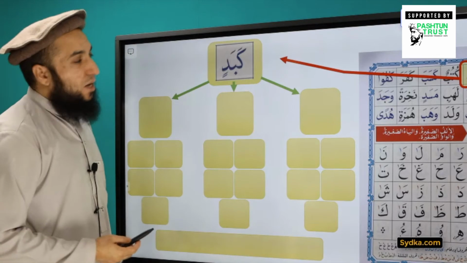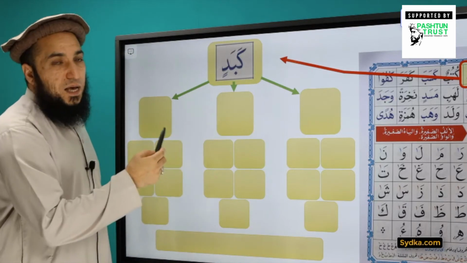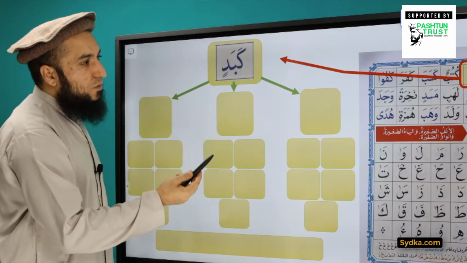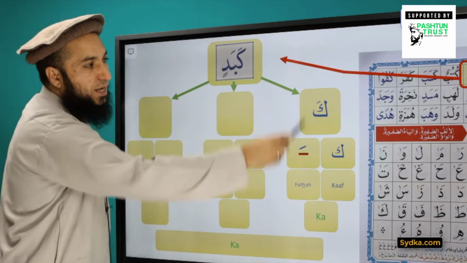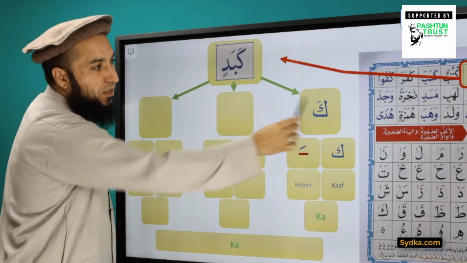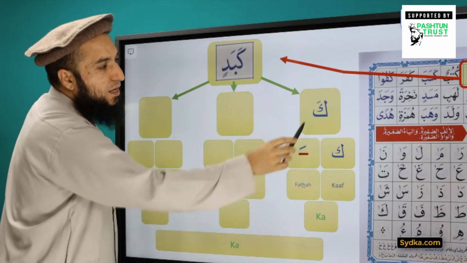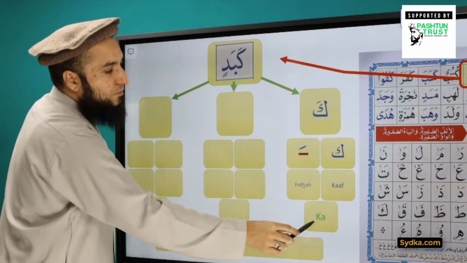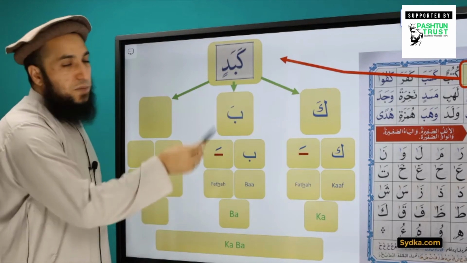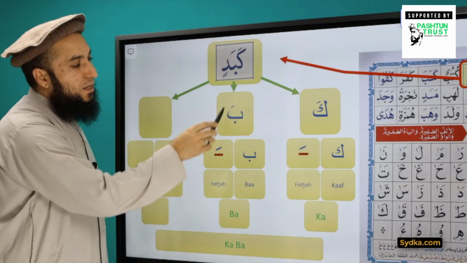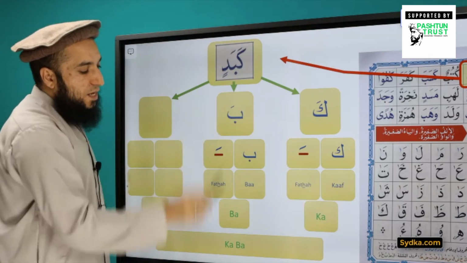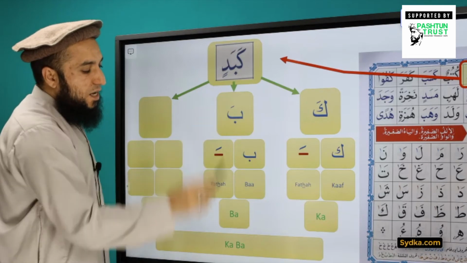So the next word we have is kabadin, and it has 3 syllables. So the first syllable is kaf fatha ka. Kaf is not silent and it has fatha. Kaf fatha ka. So the second syllable we have is ba fatha ba. Ba is not silent and it has fatha. Ba fatha ba.